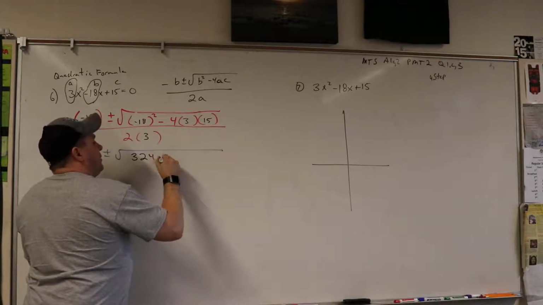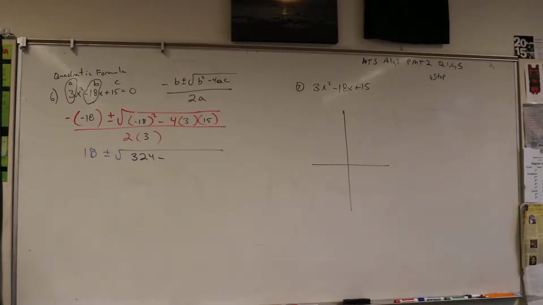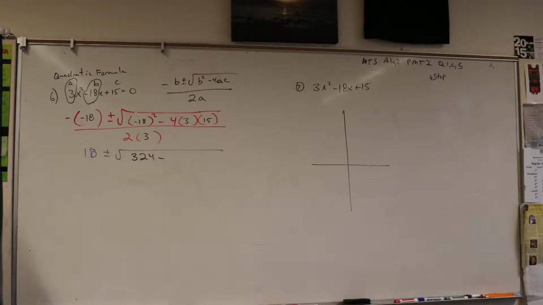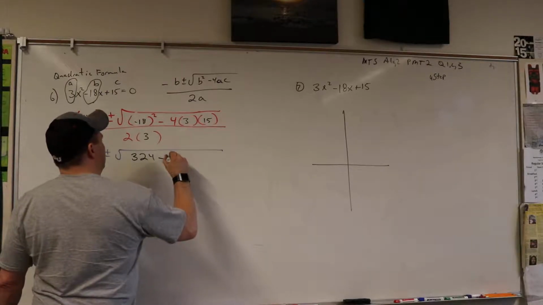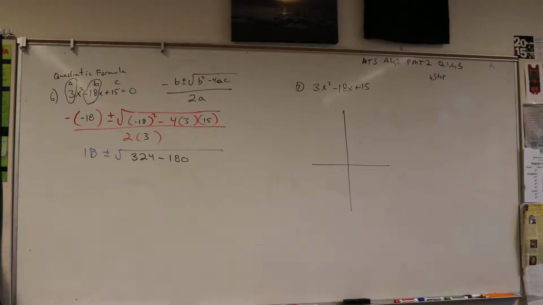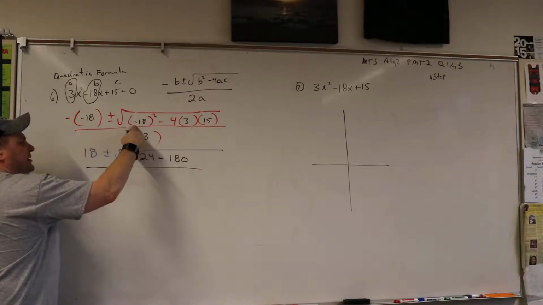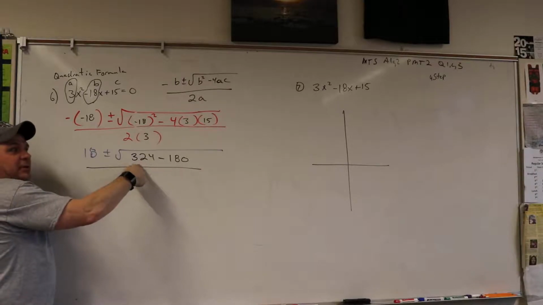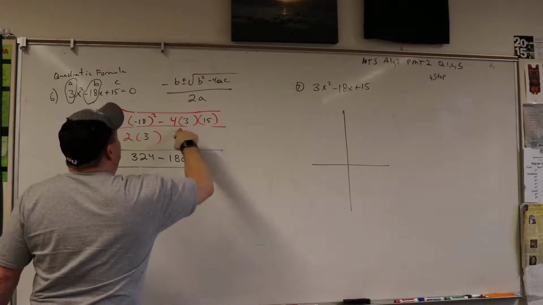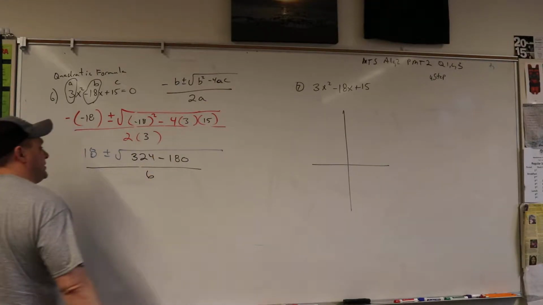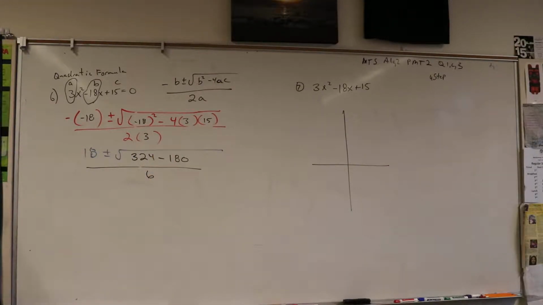324 minus 12 times 15. Or wait, 4 15s would be 30 and 60. 60 times 3 is 180. Okay? All over, and remember, two negatives make a positive, right? So that's positive. None of these were negative, so this stays negative, all over 6.